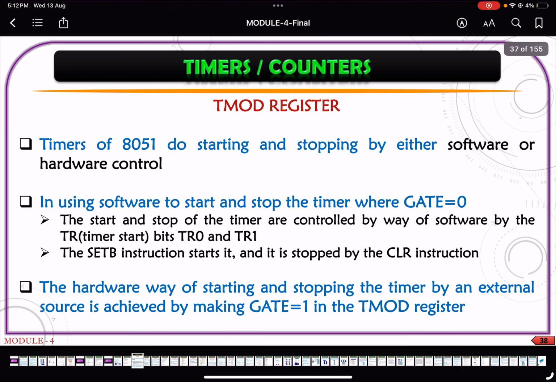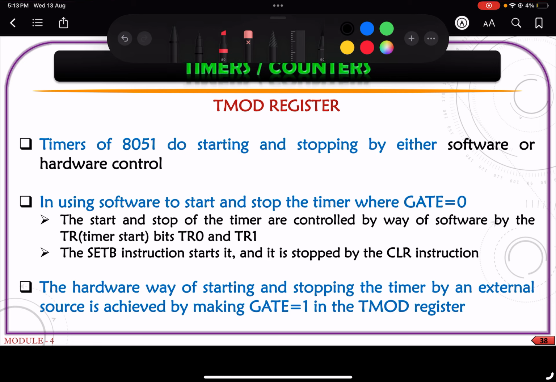Now, in the 8051 timers, one unique feature is that you can start and stop them either by software control, which is what you will be doing when you write all your codes and define it, or by hardware control. When using software to start and stop the timer, when the gate is 0, the start-stop timer is controlled by way of software by the TR bits. You will look at what exactly TR is when we have a look at the codes.